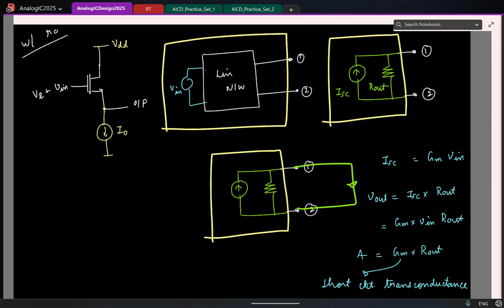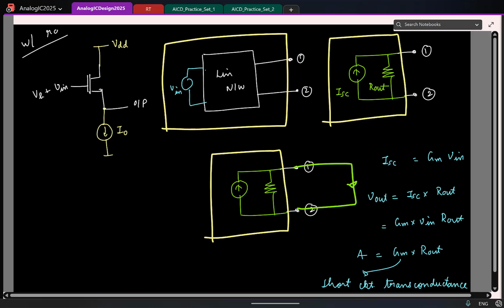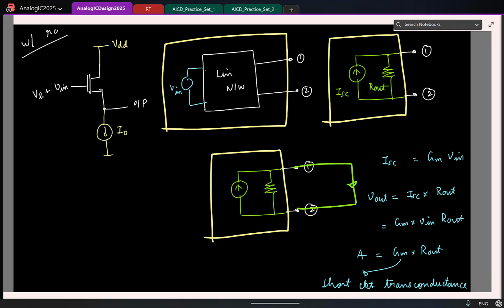Okay. So the bottom line is this: if you have any linear circuit, we can find the voltage gain or the output voltage like this. You first find the short circuit GM, that is, you small signal short the output, measure the current, and then you divide by the input excitation, that gives the short circuit GM. Then you find the output resistance, take the product of the two, you will get the gain.